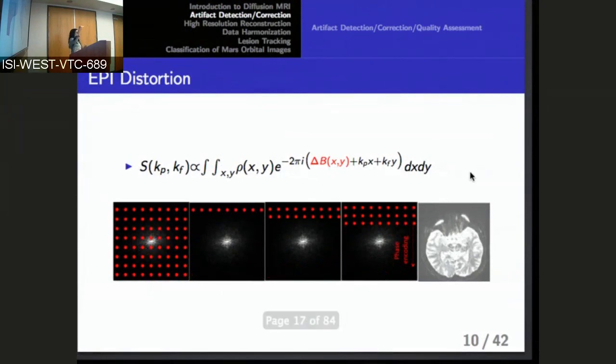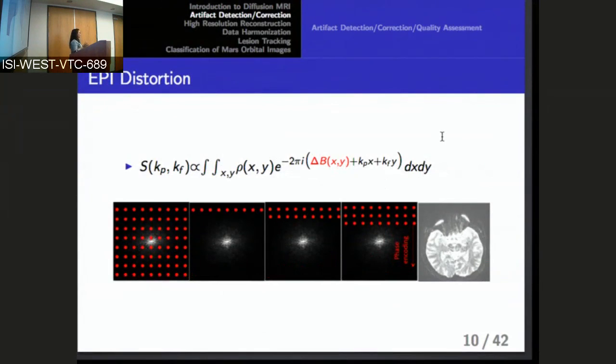And if we change the direction of phase encoding, the sign of this inhomogeneity will be inverted in this equation, and then the distortion will go from top to bottom. And this distortion is completely nonlinear.